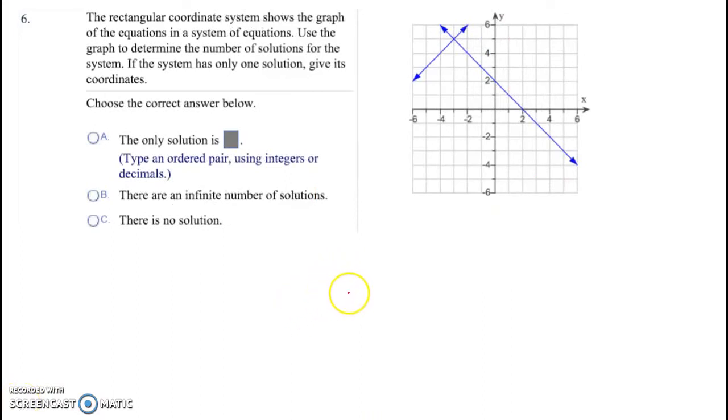Okay, number 6 says the rectangular coordinate system shows the graph of the equations of a system of equations. Use the graph to determine the number of solutions for the system. If the system has only one solution, give its coordinates. All right, a solution of the system means the point where they intersect. The point where they intersect is right there. So it does have one solution, and that solution has coordinates of -3, comma, positive 5.